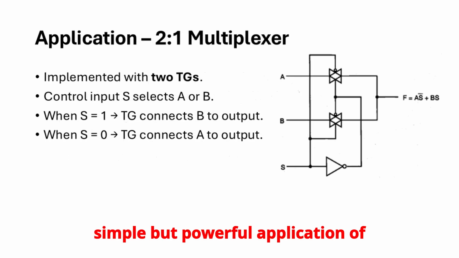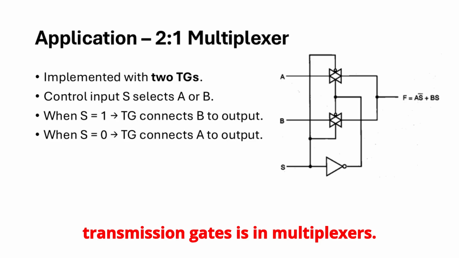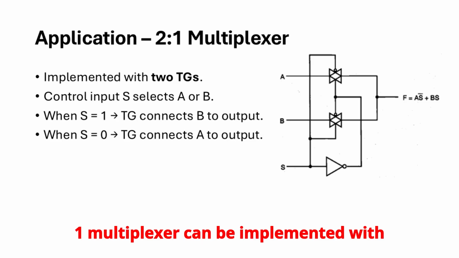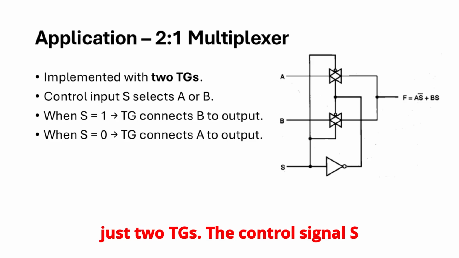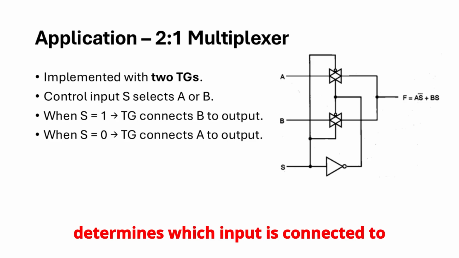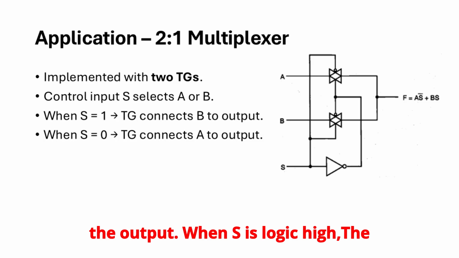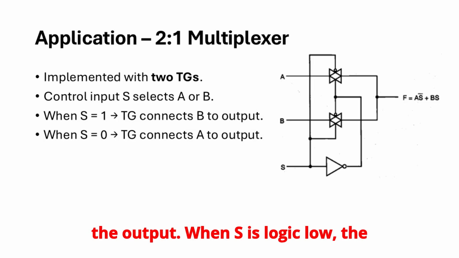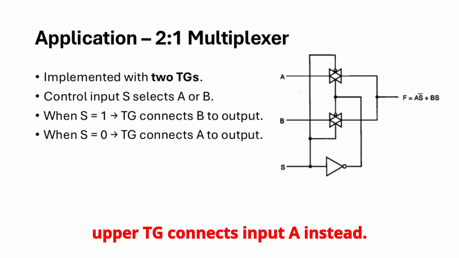A simple but powerful application of transmission gates is in multiplexers. A 2:1 multiplexer can be implemented with just 2 TGs. The control signal S determines which input is connected to the output. When S is logic high, the lower TG conducts and routes input B to the output. When S is logic low, the upper TG connects input A instead.